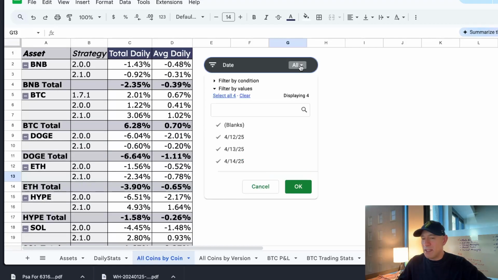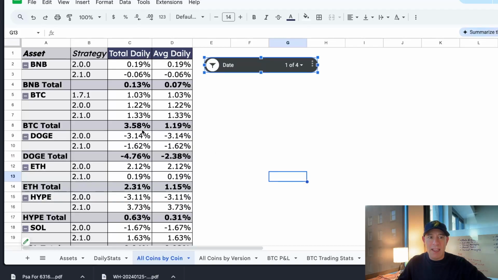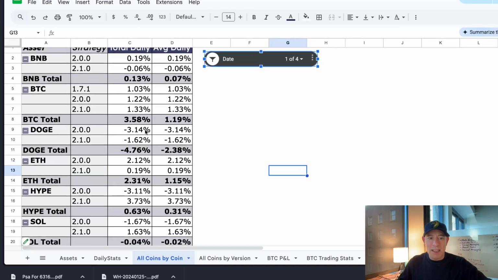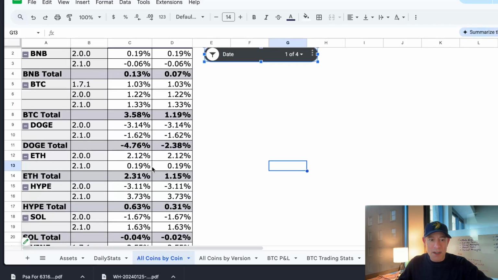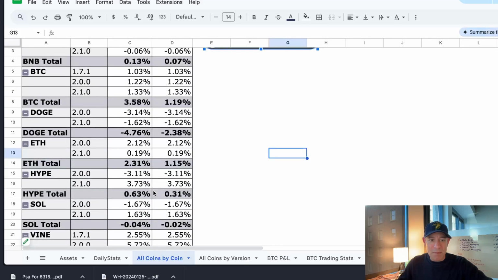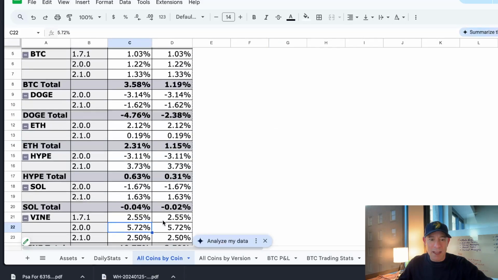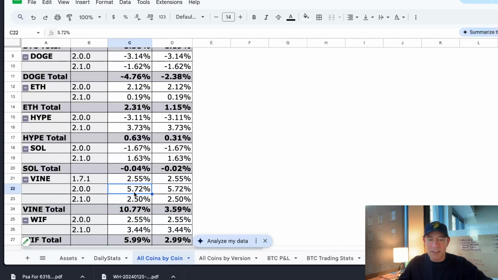And then the cool thing about this is you can slice and dice the data. So if you wanted to take a look at one particular day, for example, you could select that day and see how the strategy performed on each asset. So basically what we're seeing so far is that the 2.1 strategy has been better than the 2.0 strategy in most of the cases here. Now we can see Vine completely crushed it today on the 2.0 strategy, almost up 6% here. But Vine is one of these ones that is very, very volatile.